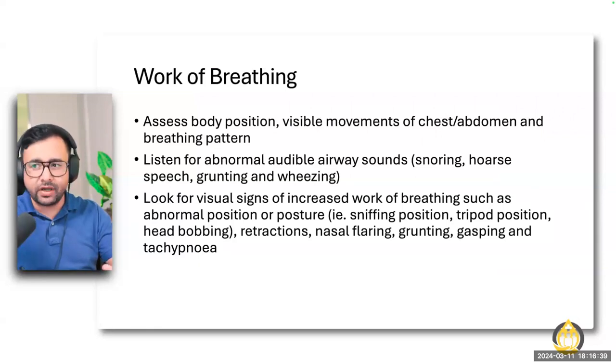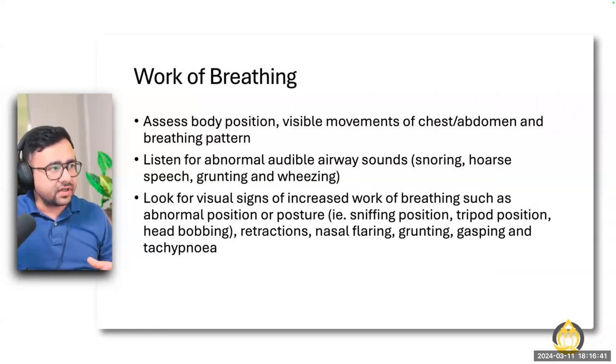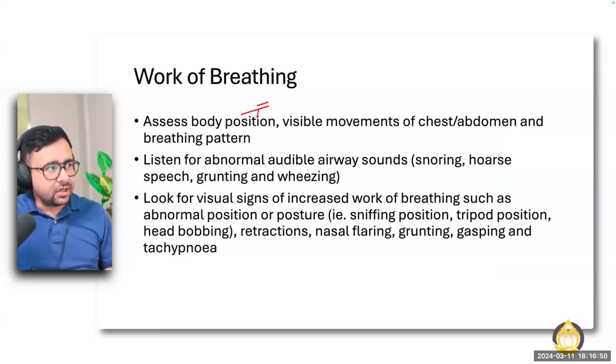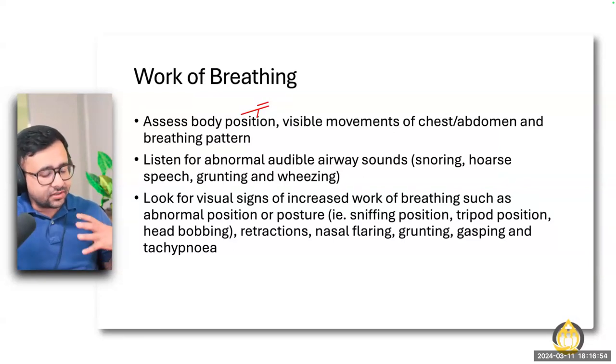So how are you going to do that? What you will do is you will first assess the body position, if the child is assuming any particular body position. Now, you know what body position I'm talking about here. The first one is, you know that there is something called the tripod position, where the child has this tripod position, drooling of the saliva, and you see the child is really grunting to breathe.